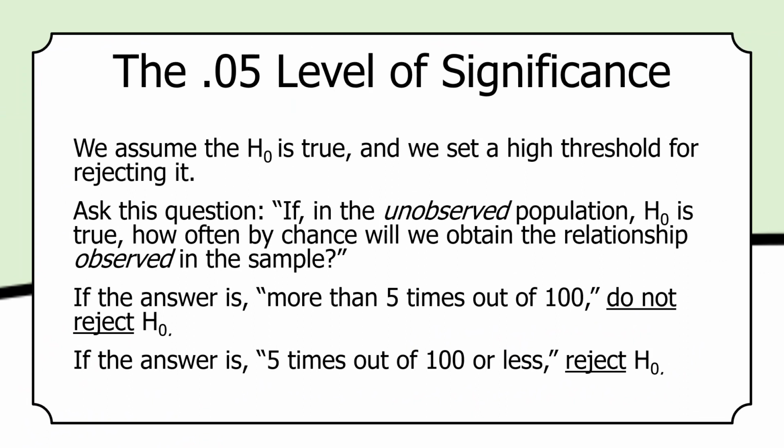If the answer is 5 times out of 100 or less, we reject the null hypothesis. So in statistical significance and hypothesis testing, our definition of a rare or improbable event is an event that occurs 5 times out of 100 or less frequently. Our definition of a plausible or even probable event is any event that occurs 6 times out of 100 or more frequently. That's the cutoff. Now let's apply the standard in a couple of ways here.